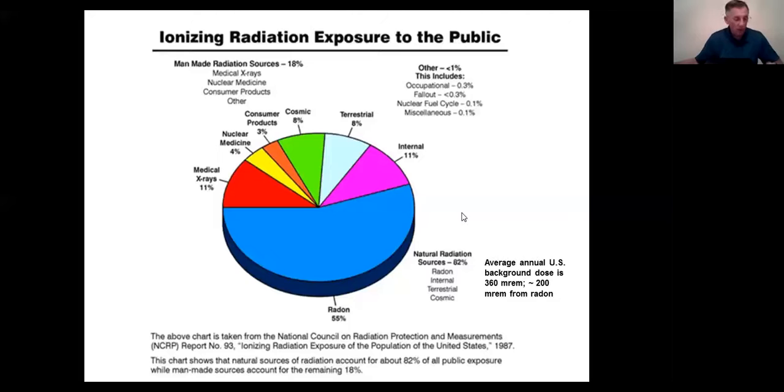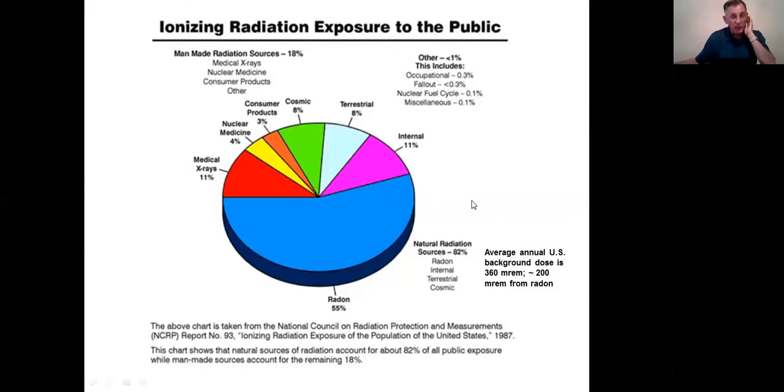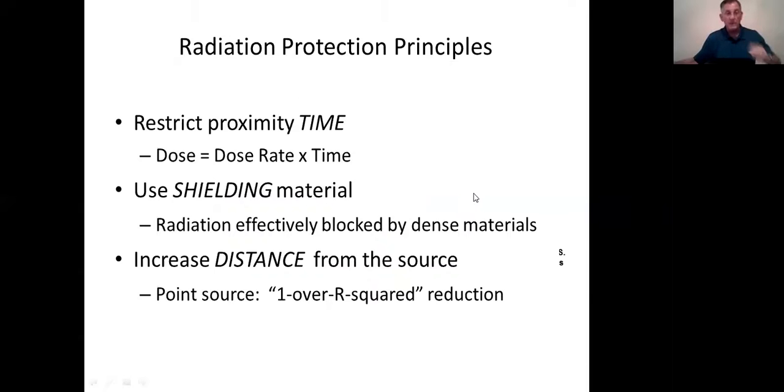Okay, so let me go back to the slide here. And now I'm going to talk about the radiation protection principles. The first one is called time. We want to restrict our proximity to any ionizing radiation source to the smallest amount of time possible, because the total dose obviously is equal to the dose rate times the time. So that is the first principle.